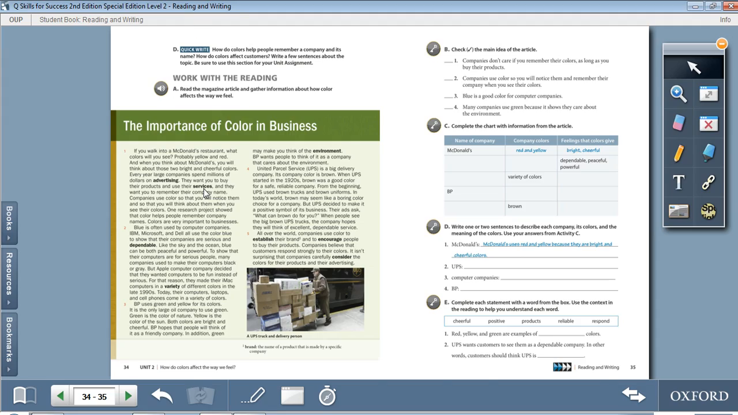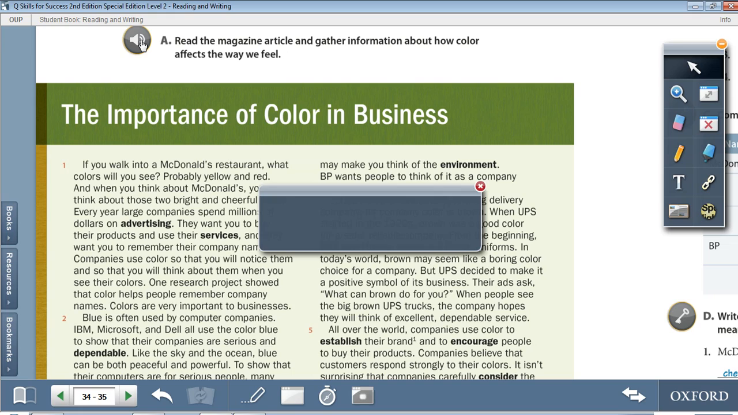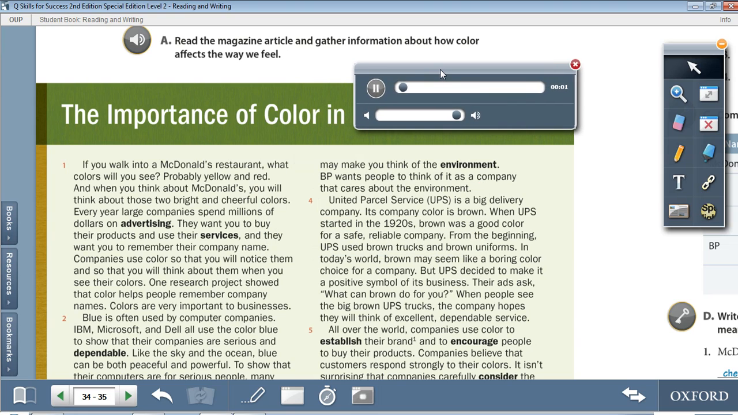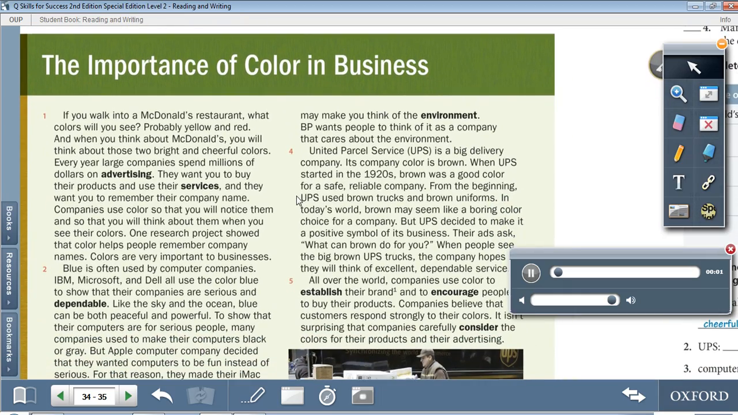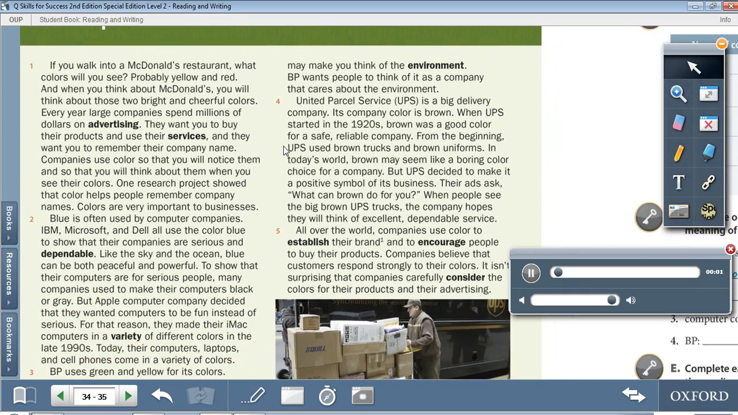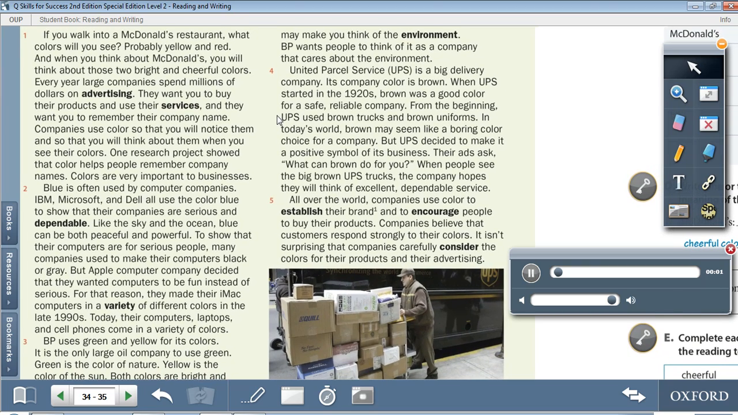Moving on to the reading section, the importance of color in business. Unit 2, Reading 2. The importance of color in business. If you walk into a McDonald's restaurant, what colors will you see? Probably yellow and red. And when you think about McDonald's, you will think about those 2 bright and cheerful colors.